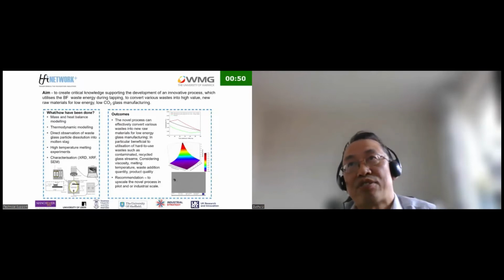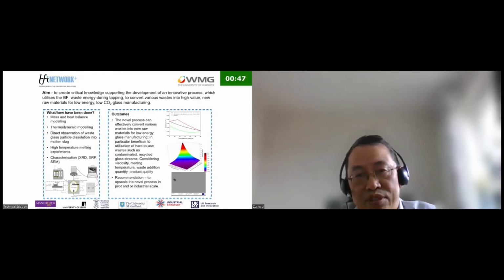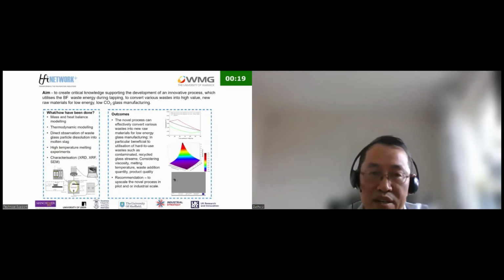And it can reduce the energy consumption, and then reduce the consumption of virgin materials and reduce the carbon dioxide emissions in the glass manufacturing. And it's particularly beneficial to the utilization of those hard-to-use wastes, such as recycled contaminated glass streams. So our recommendation is we'll recommend the industry to upscale this process, either in the pilot scale or in the industry scale.